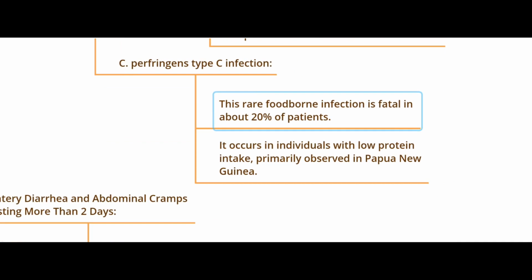this rare foodborne infection is fatal in about 20% of patients, and it occurs in individuals with low protein intake. It is primarily observed in Papua New Guinea, and it might be underdiagnosed in other areas and taken for salmonellosis or typhoid or other foodborne infections.